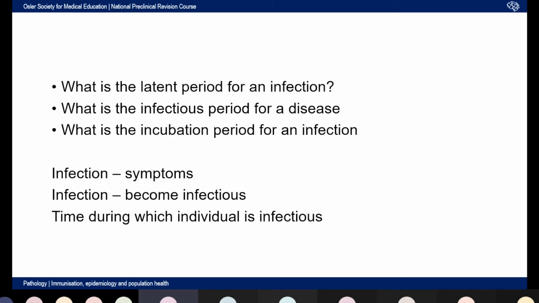So another few questions before we talk about epidemiology. I've got 3 definitions here, which I think are quite confusing between each other. So what is latent period for an infection? You can put A, B, or C to refer to the answers at the bottom. I haven't labelled them, but that's fine.